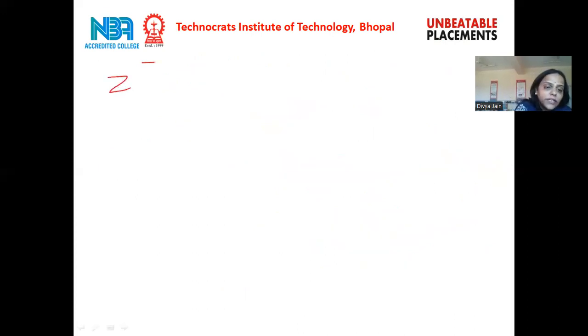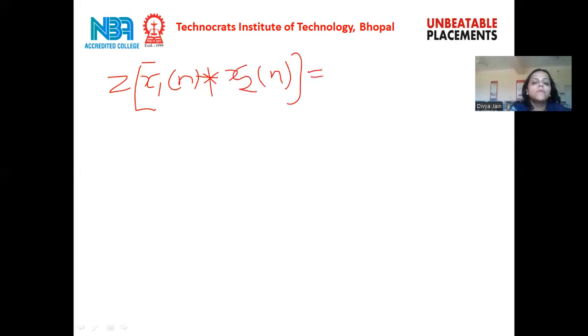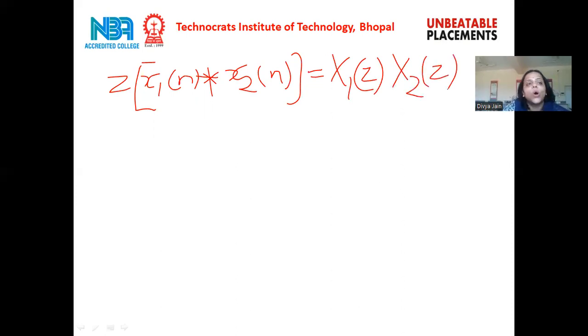It says that in the time domain, if we take the convolution of two sequences, after performing the Z transform of these time domain convoluted sequences, we will get the multiplication of the frequency domain representations of both the sequences. So this is all about the properties of Z transform.